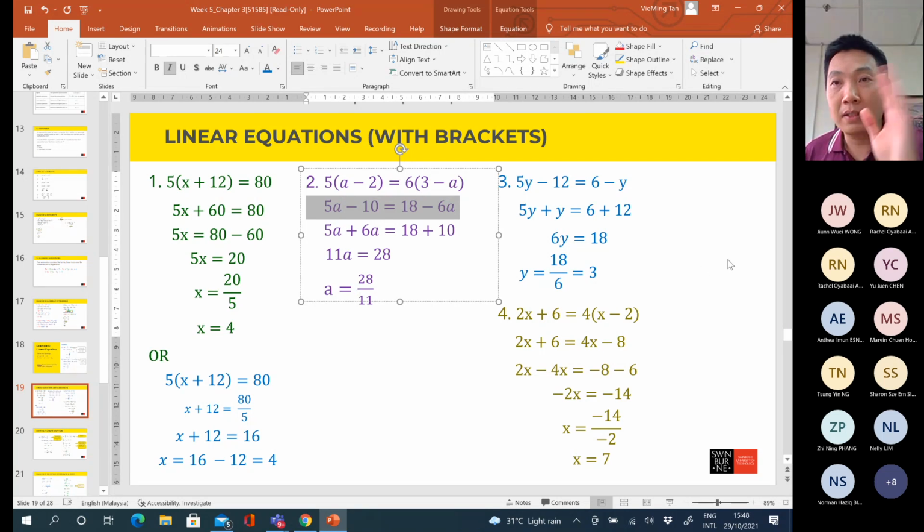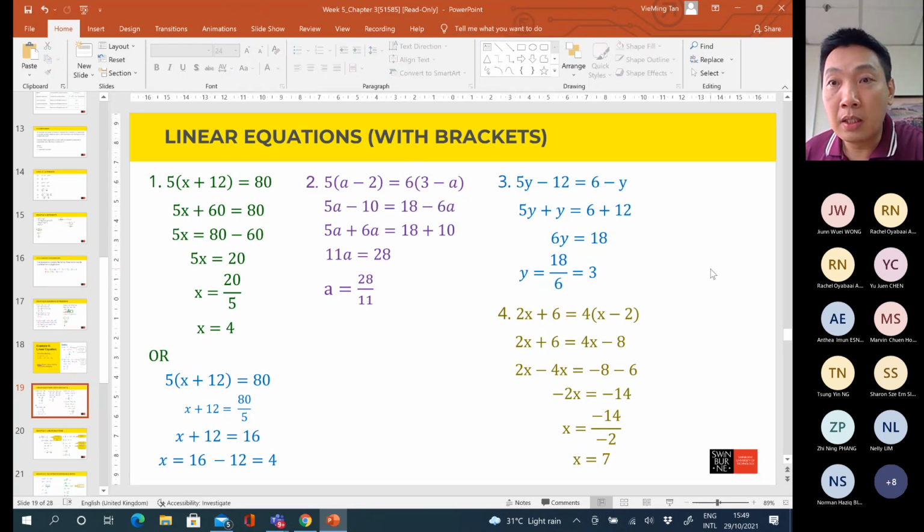Okay, number 3. 5y minus 12 equals 6 minus y. So now this question does not have any brackets, easy, right? What can we do? It's straightforward. We can just combine the similar terms. This 5y and this minus y can combine. 6 and minus 12 combine in one island, put on the right hand side.